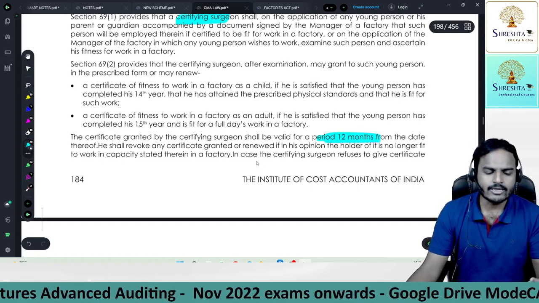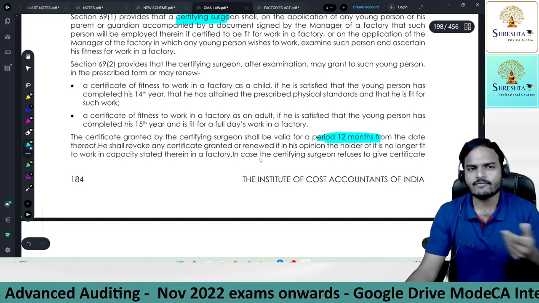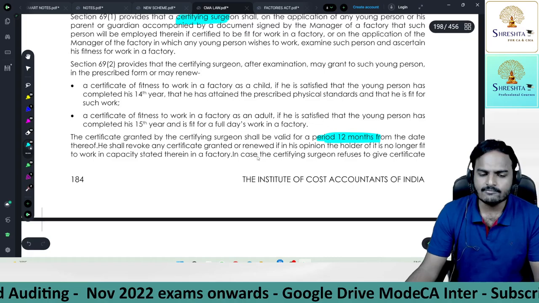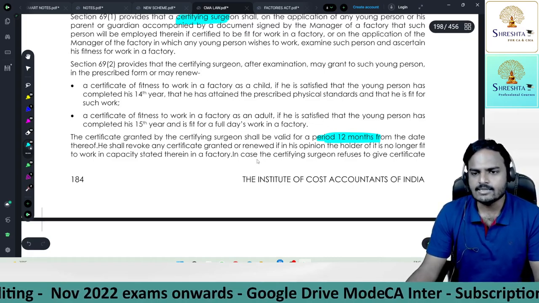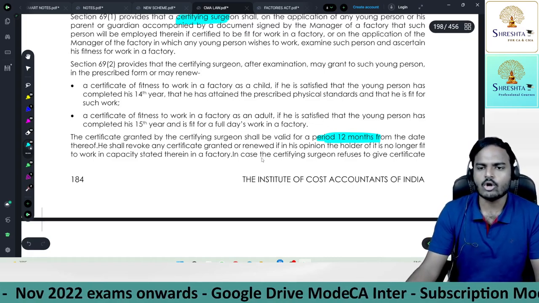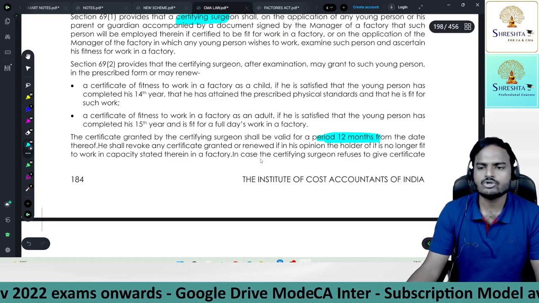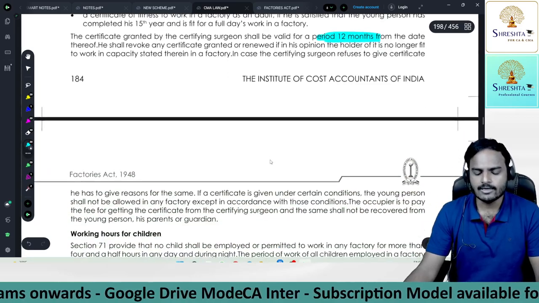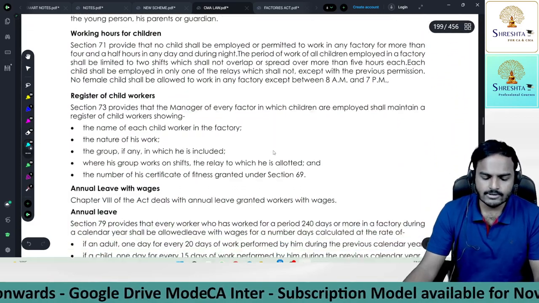No, today I got a certificate of fitness. After 1 month, I fell sick. Now, once again, an examination will be carried out, and the certified surgeon will give a certificate of fitness, whether suitable or not suitable. If not suitable, the person should not be taken into the job. Clear? Next, working hours of children.